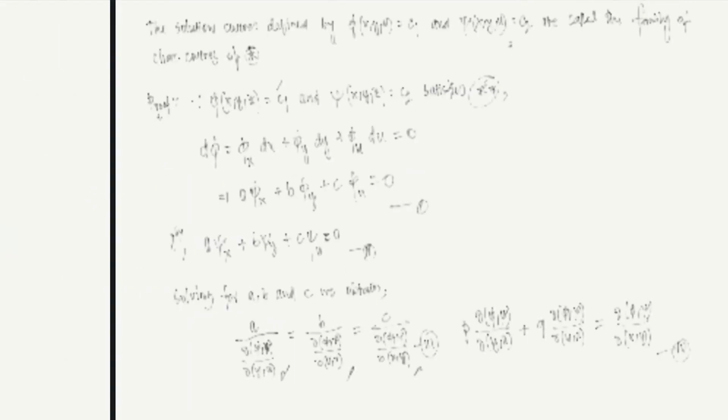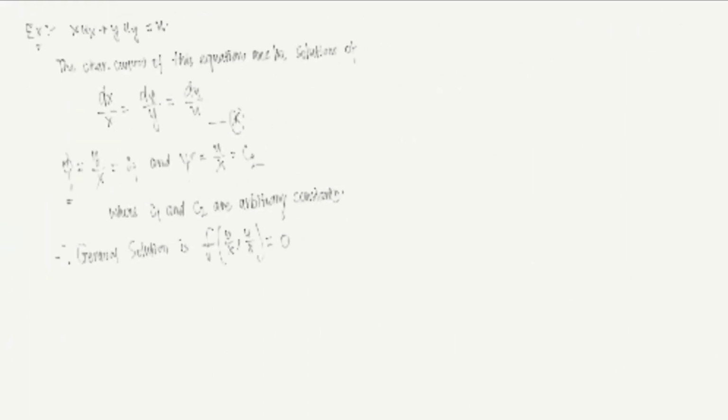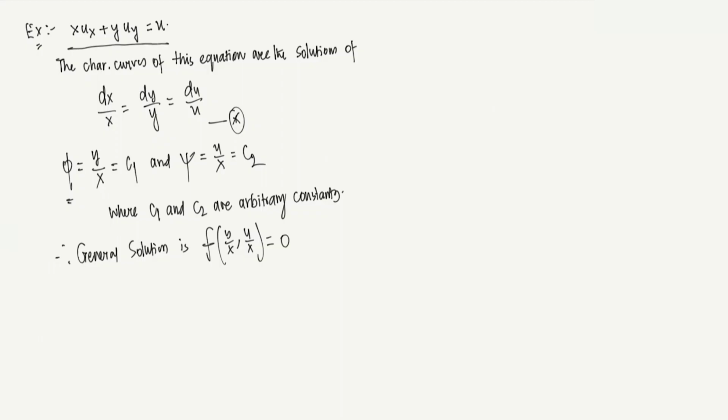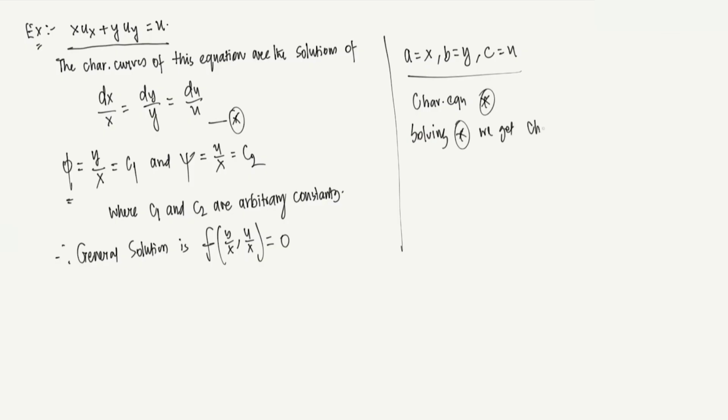Okay, so exactly what are we doing here? Let us again understand. This is the equation given to us, right? What is our a? A is x. What is our b? B is y. And what is our c? C is u. First of all, once you have the equation, you can always write down the characteristic equation. So what is the characteristic equation given this equation? Characteristic equation is given by this star. Now, solving star, we get the characteristic curve. Once you solve the star, you end up getting the curves.